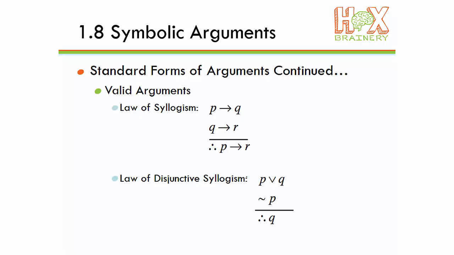And there's a couple more. You have your law of syllogism. If P, then Q. If Q, then R. Therefore, if P, then R. And then another one down here. This is your law of disjunctive syllogism. P or Q, not P. Therefore, Q. And these are also valid arguments. So those are some standard forms.